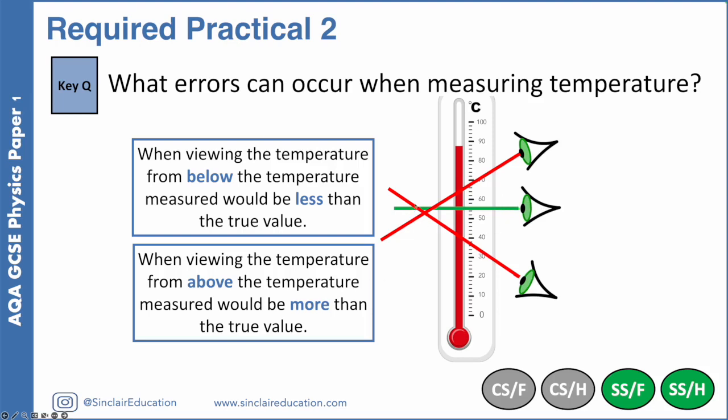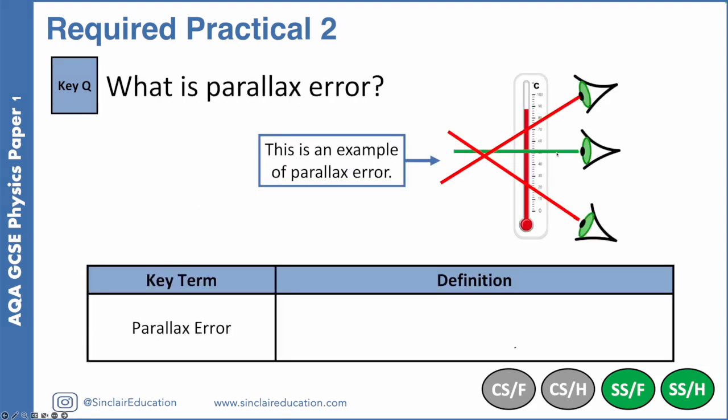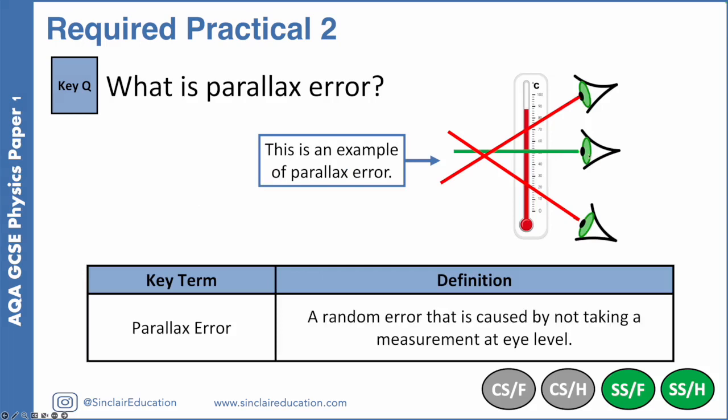Now this is an example of a random human error. And it's random because sometimes you could be looking from above, sometimes from below. And even if you did look directly from above each time, it probably won't be by the same amount. So your values will be different amounts out each time. So parallax error is a random error that's caused by not taking a measurement at eye level. And it's a common example of a random error that can occur in any experiment where you're having to read off thermometers or reading off rulers.